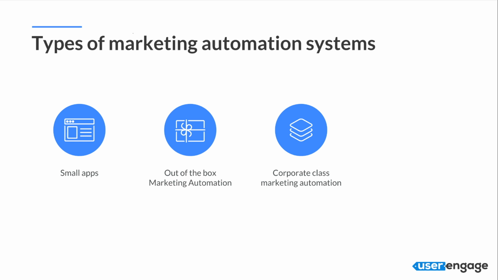Those are the three types of marketing automation systems, and it's up to you which one you prefer. If you're a very small business, perhaps a small app would be enough. If you're a corporation, go with the corporate class marketing automation. In most cases of mid-sized businesses, out-of-the-box marketing automation is the best way to go. But again, you will have to check different apps, check different systems, check their functionalities, and decide by yourself.